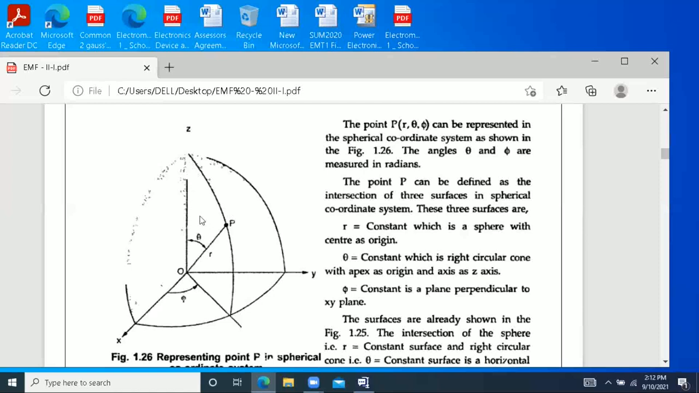So this is your axis Z and your theta, right? So then, to get to P, this is your angle theta. Phi is constant, which is a plane perpendicular to the XY plane. This is your XY plane. So your phi moves from X, like in the cylindrical, going into Y.